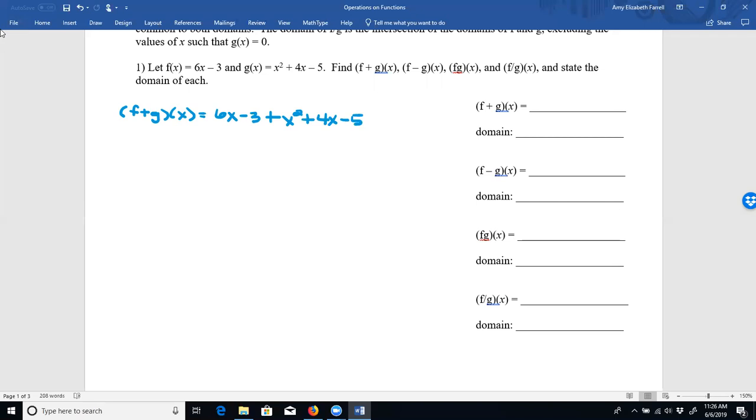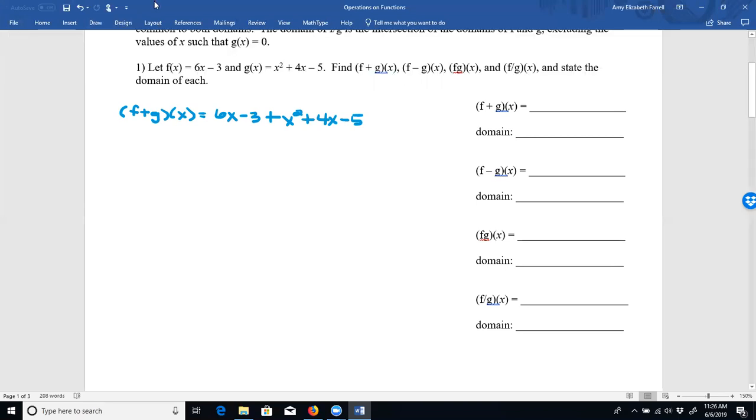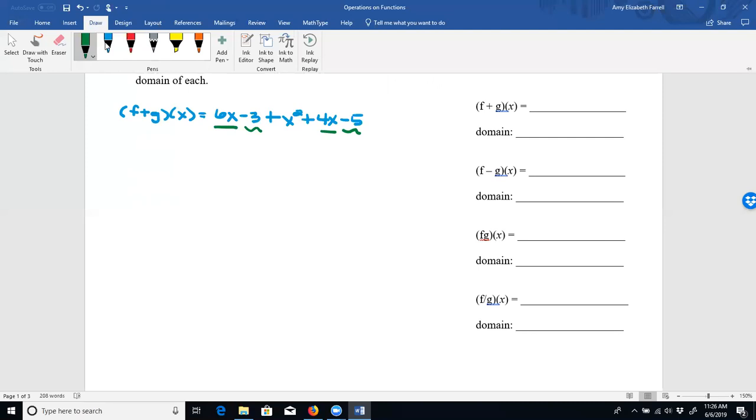So let's see, we've got x squared doesn't have a like term, but this 6x and the 4x are like terms, as well as negative 3 and negative 5. So we're going to combine our like terms to get an answer here. And so f plus g of x would be x squared plus 10x minus 8.